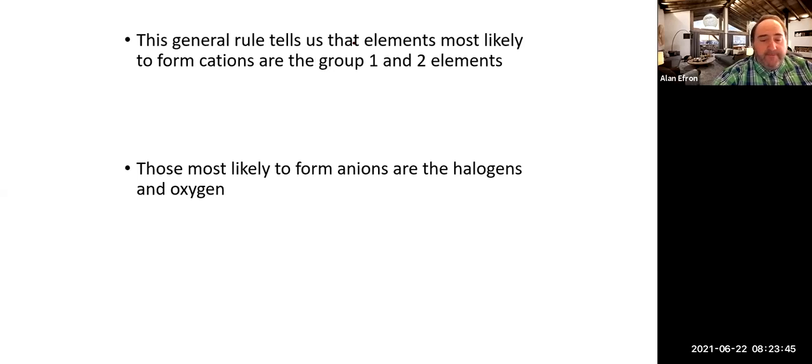All right, so the general rules we've just been discussing lead to the formation of cations from our metals, which typically give off or release their electrons, while the other ones will be gaining electrons along the way, which are our nonmetals.